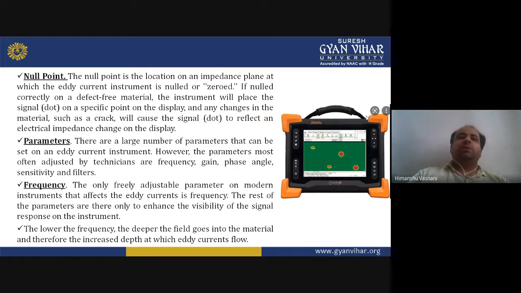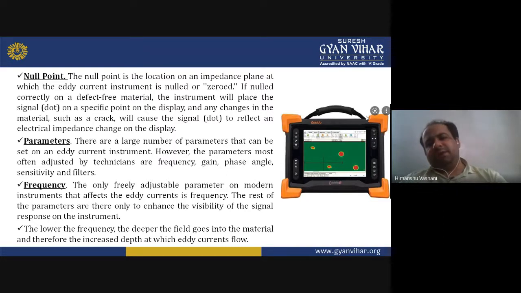This is how the null point is helpful. So the parameters, and there are a large number of parameters that can be set up on an adequate instrument. However, the parameters most often adjusted by technicians are frequency, gain, phase angle, sensitivity, and filters.